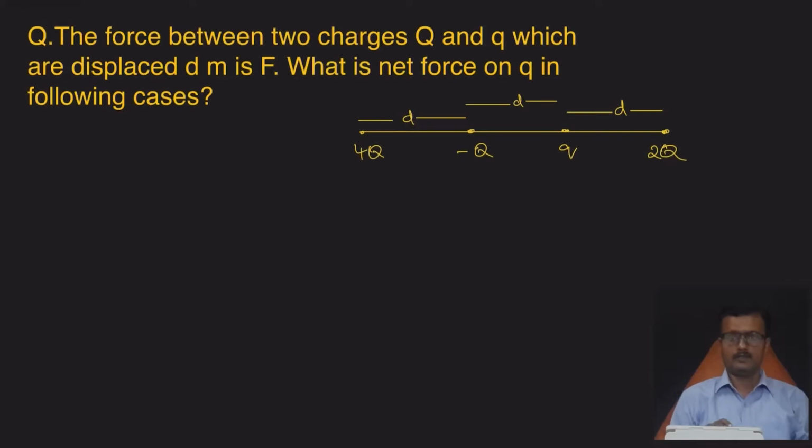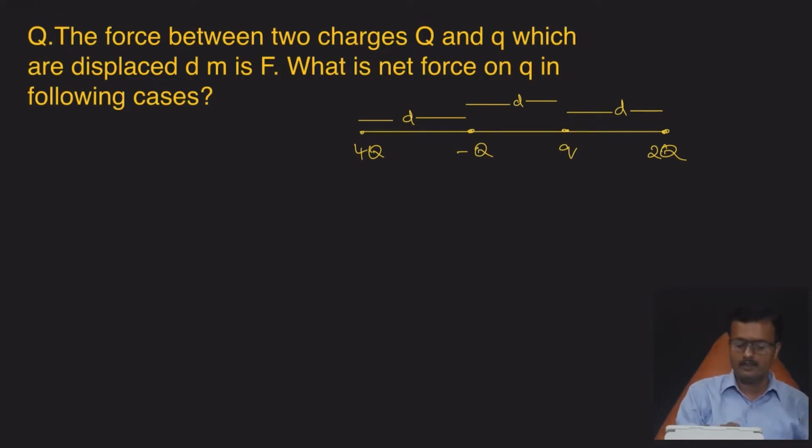So this is the fourth class for the electrostatics chapter. Now the question is: the force between two charges Q and Q which are displaced d meters is F. What is the net force on q in the following cases?